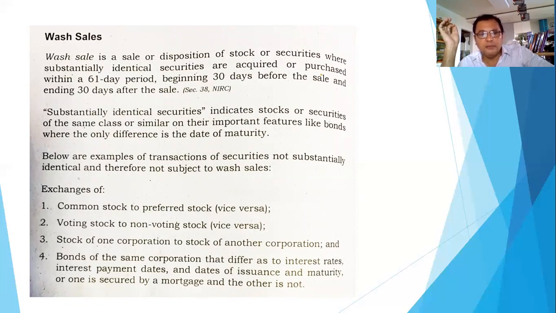In bonds of the same corporation that differ as to interest rates, interest payments, dates, and dates of issuance and maturity, or one is secured by mortgage and the other is not. So this kind of examples, there can be no wash sale.